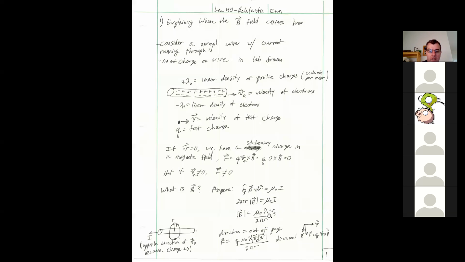And so we get this expression for the magnetic field, and then when we take v cross B, there should be a sine theta, except that the B field is out of the page and v is to the right, so theta is 90 degrees, sine theta is 1, and this is what we get. Any questions on that?